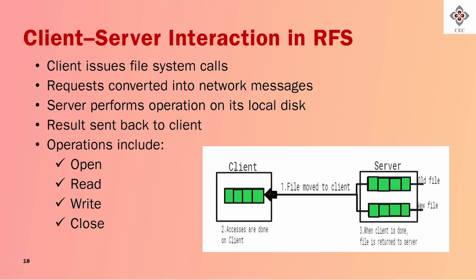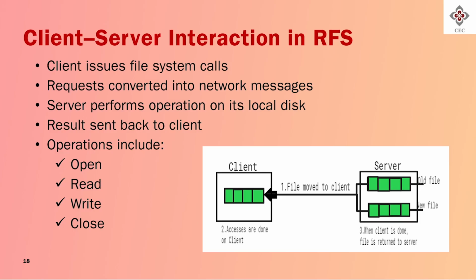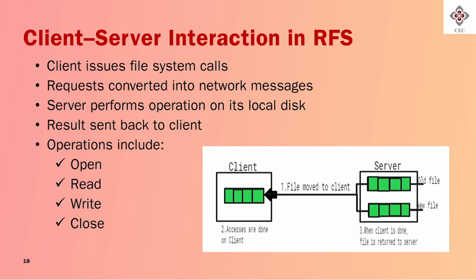So, requests are converted into network messages. These requests are nothing but the system calls which are generated for operating on the system files, and even for these file requests we need to create network related messages by marshalling some parameters, and after receiving, the server demarshals that and processes the query. So, the server performs operations on a local disk and results are sent back to the client. The operations are basically open, read, write and close.